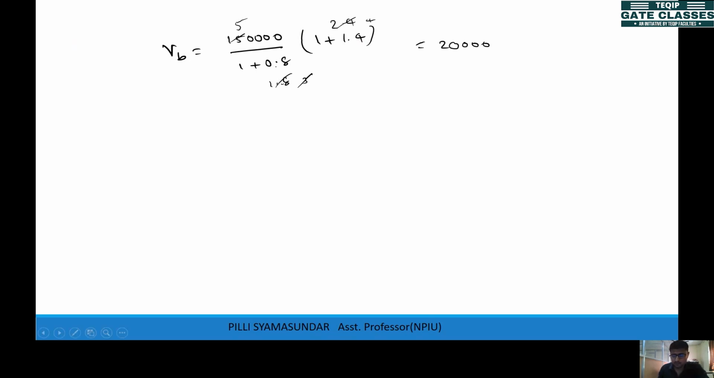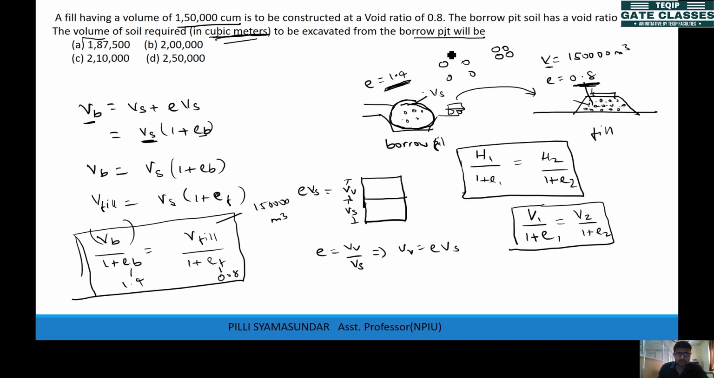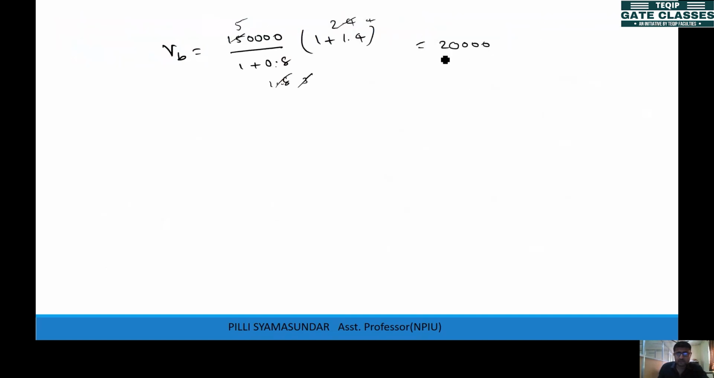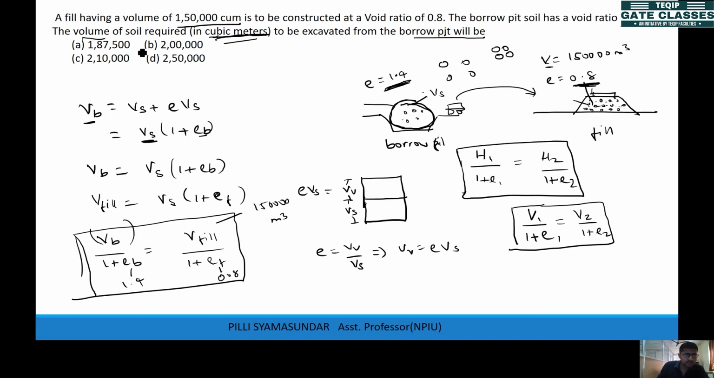See, I'm not in need of a calculator here, so this calculation was simple. This kind of question we generally see in engineering services exams. Without a calculator you can do this. So 20,000, not 20,000, this is 1,50,000, right? So this must be 2 lakh. So 2 lakh meter cube of volume is required. So yeah, this is the option.